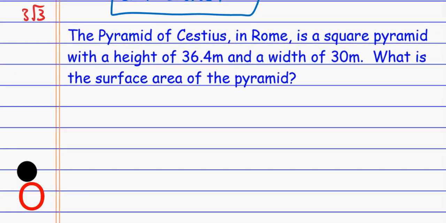For this one, the pyramid of Cestius in Rome is a square pyramid with a height of 36.4 meters and a width of 30 meters. What is the surface area of the pyramid? And so, with this one, it might be helpful to draw a picture of some sort. And so for this one, if I kind of draw a picture of this thing, do a dotted line for the back of this.